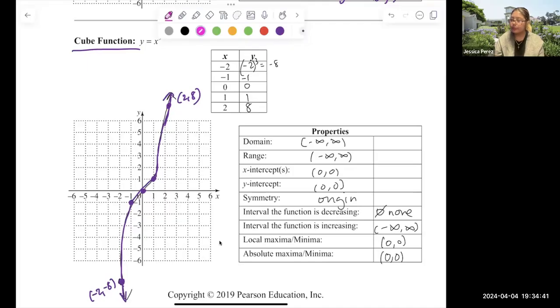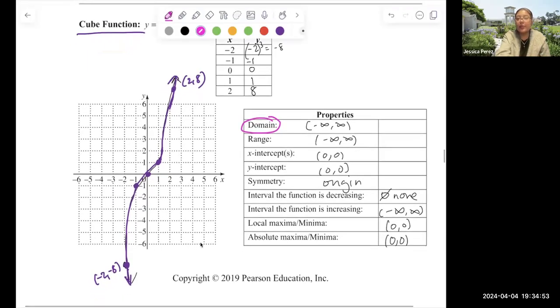So again, what is the domain? The domain is all the possible x values. You don't have any restrictions. So you're -infinity to +infinity. The range, what is the lowest point? The lowest point is -infinity. The highest point is infinity. The x-intercept right here, 0, 0. The y-intercept is at 0, 0. Your symmetry, it's towards the origin. How do I know it's the origin again? Because this is an odd function. It's an odd function. This is y to the third power.